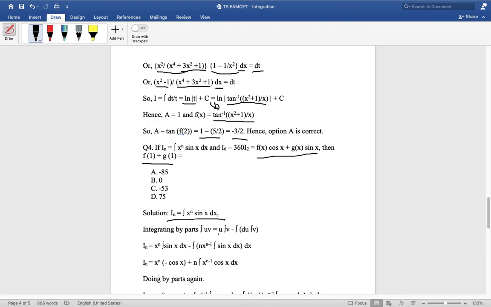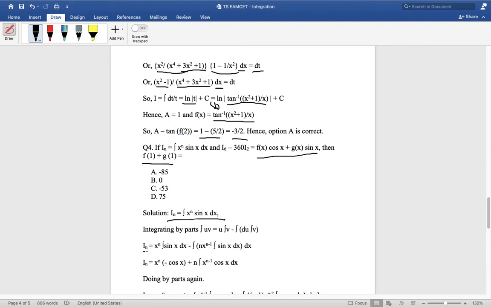u will be x raised to the power n, obviously, because the integral of sine is very easy, cos x. If I take x raised to the power n as v, this will get integrated to x raised to the power n plus 1. So I will be making my problem much worse. I need to reduce this power in order to be able to solve it. Okay, so I am doing by parts. U is x raised to the power n and v is equal to sine x.